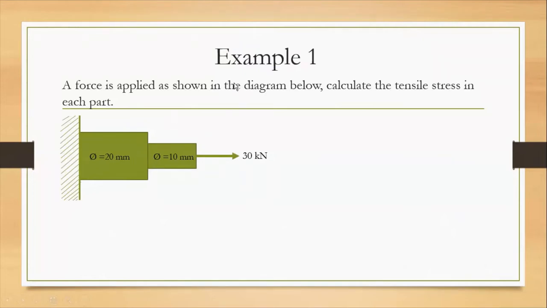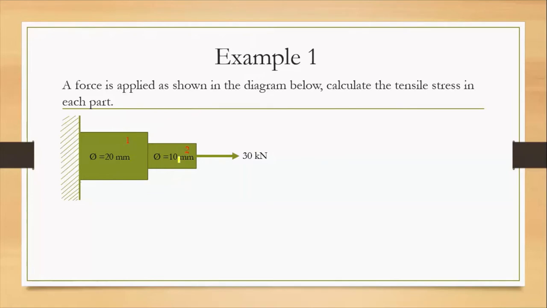So how do we calculate the tensile stress in each part? We've got two parts. So this part will be part number one, and then the second one would be part number two. So there's part number one there, then this one will be part number two.